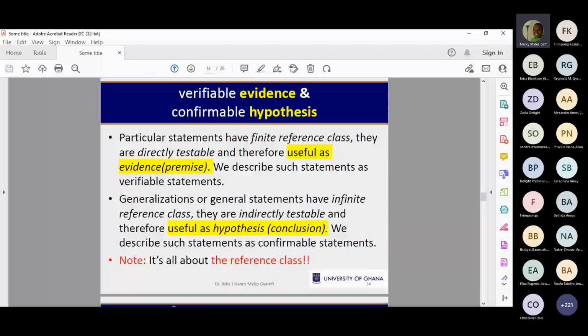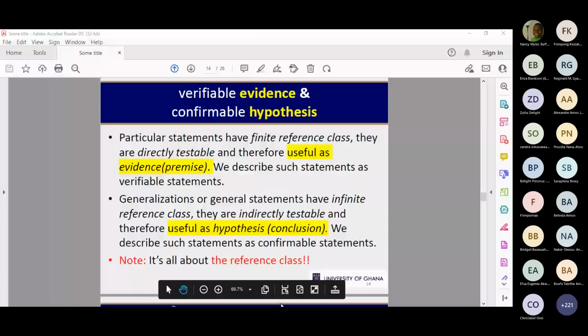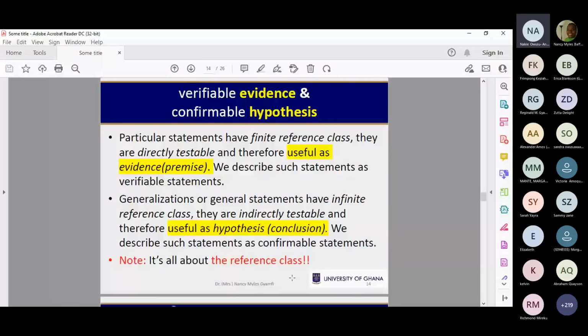Let's have you read. I'll take Naki Owusu. Naki, please read what you see on your slide. Real quick. Okay. Particular statements have finite. Read the title. Please read the title.